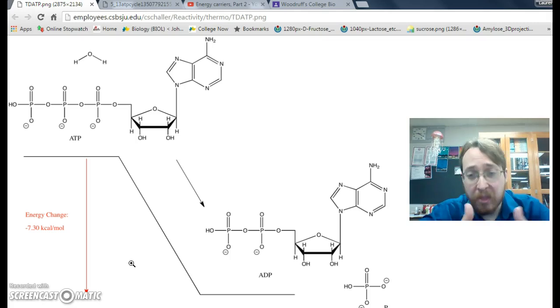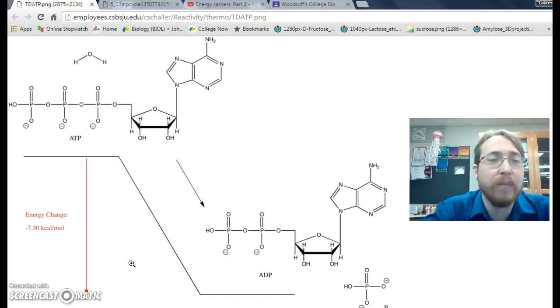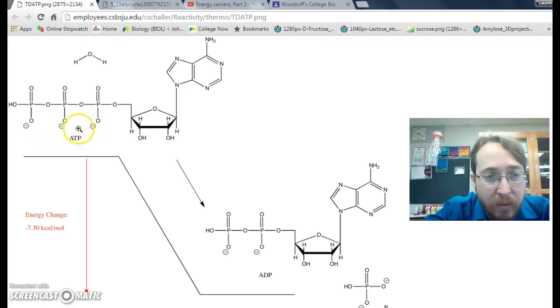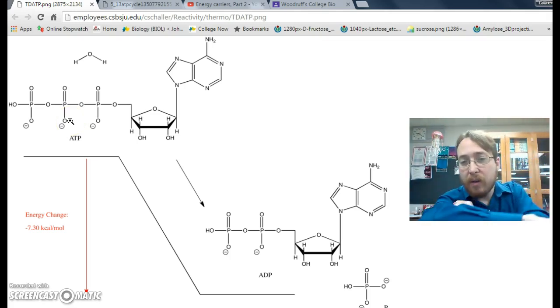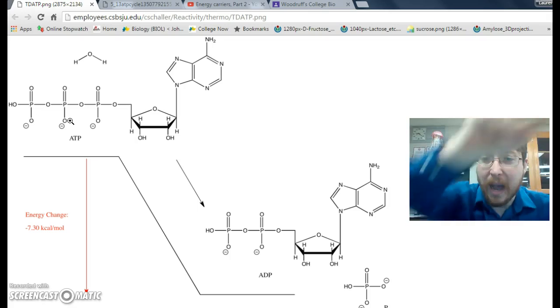Well, this is an exergonic reaction. That energy went out into the environment as heat and motion. Well, how did that happen? That comes back to this situation with our negative charges. As soon as this bond gets broken, that phosphate shoots out because these negative charges repel it. So the bond breaks and pshoo, that phosphate shoots out into the world.